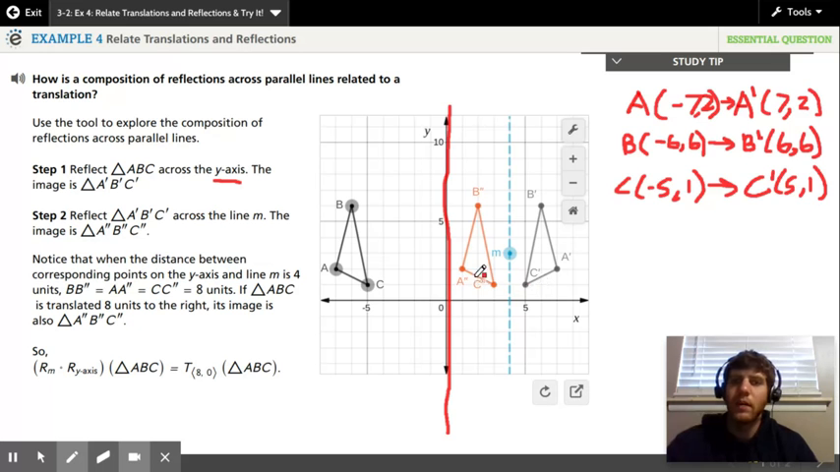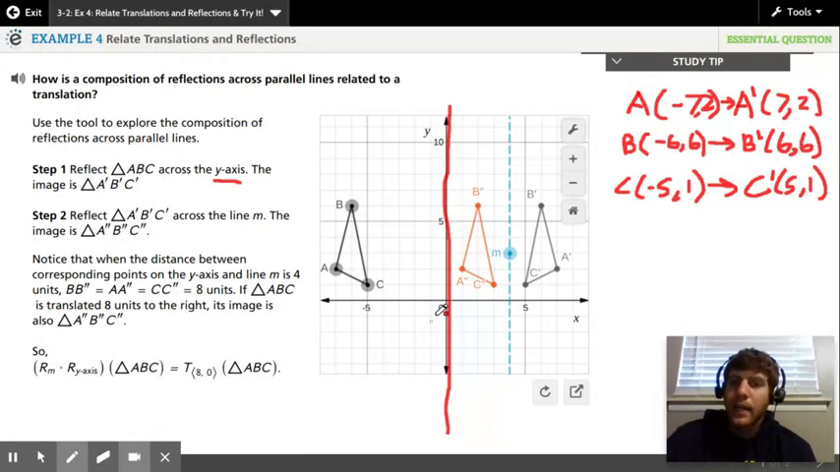So you can simply count. They have to be equidistant from the line of reflection. A and A prime need to be the same distance away, B and B prime need to be the same distance away, and C and C prime need to be the same distance away. Or you can use our rule: when reflected over the y-axis, (x, y) goes to (negative x, y). And then we have to do a second reflection.